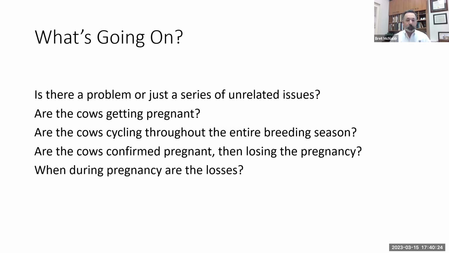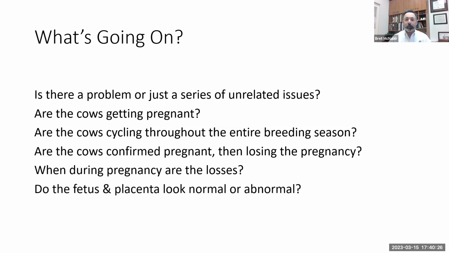When during pregnancy are those pregnancy losses? If we're having those losses, does the fetus look normal? And does the placenta look normal? Or are they abnormal? Are we having congenital defects? Or are we having really thickened, almost like leather-looking placenta that might be suggestive of certain types of abortion causes?